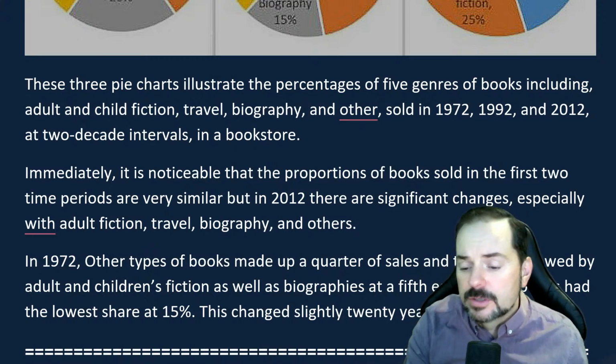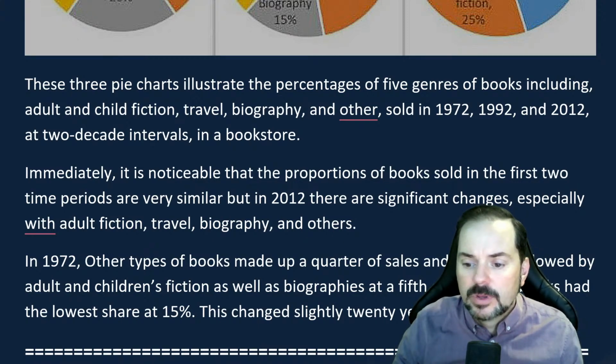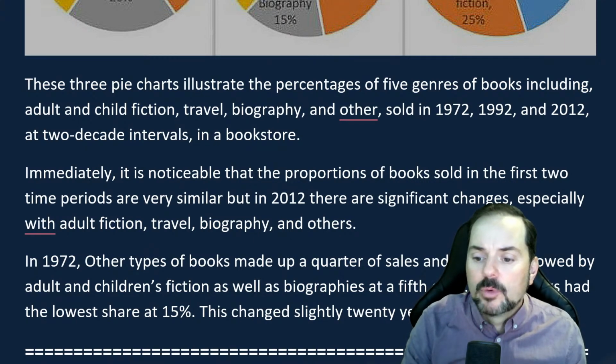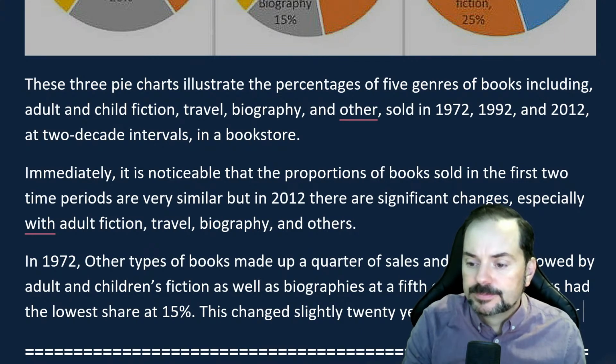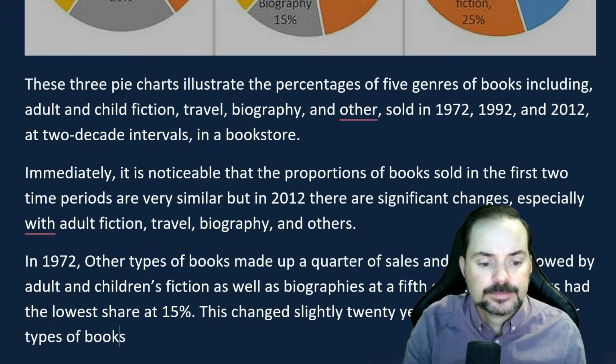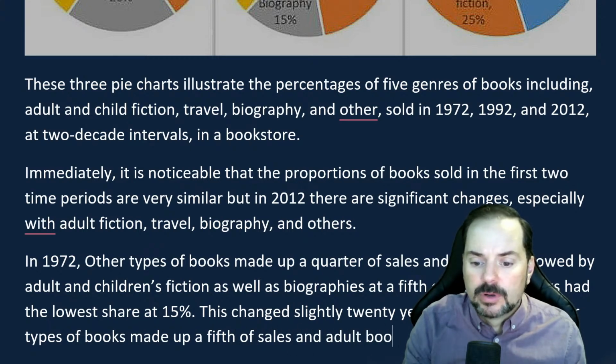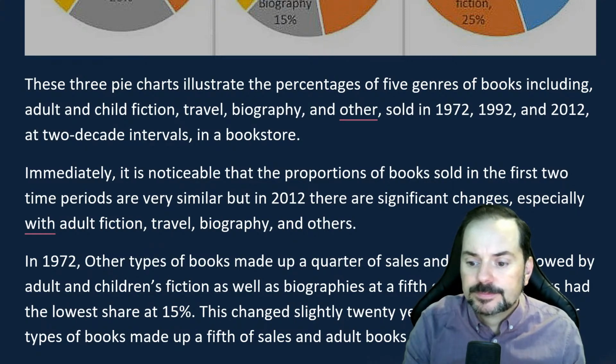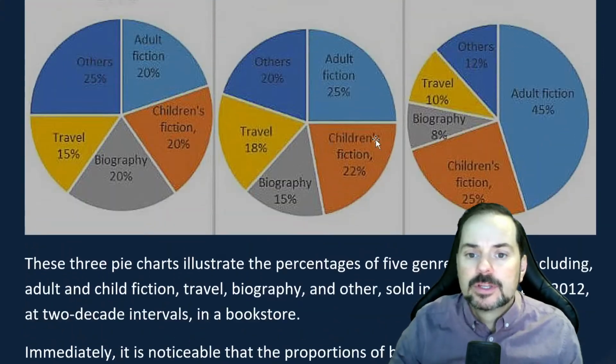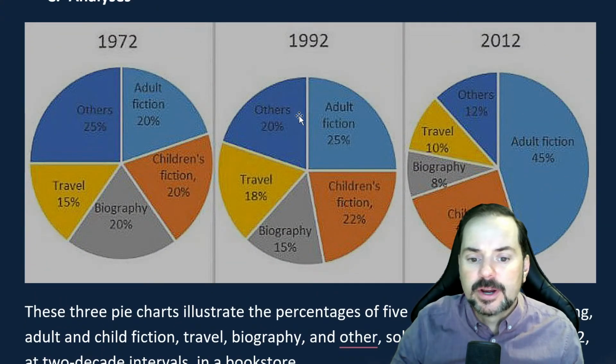Whereby, notice the use of this word, whereby. Whereby means specifically or in example, okay? Whereby other types of books made up a fifth of sales, and adult books made up a quarter. Okay, so that's kind of the key difference there.